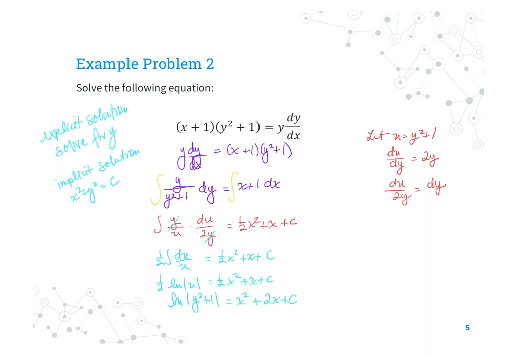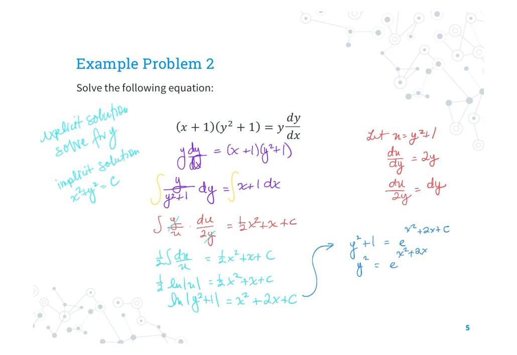From here, we've got the natural log on the left, so we'll make it a power of e. So we'll end up with y squared plus 1 on the left, and on the right, it's going to be e to the x squared plus 2x plus c. So we end up with y squared plus 1 equaling, let's see here, sorry, I screwed that up. Let's just bring the 1 over. So y squared equals e to the x squared plus 2x.